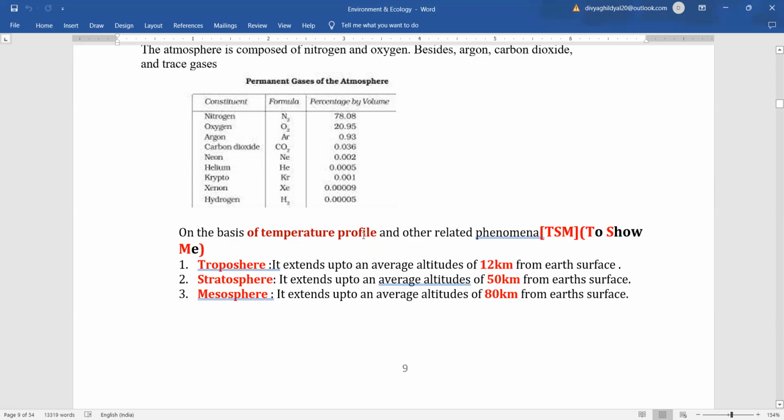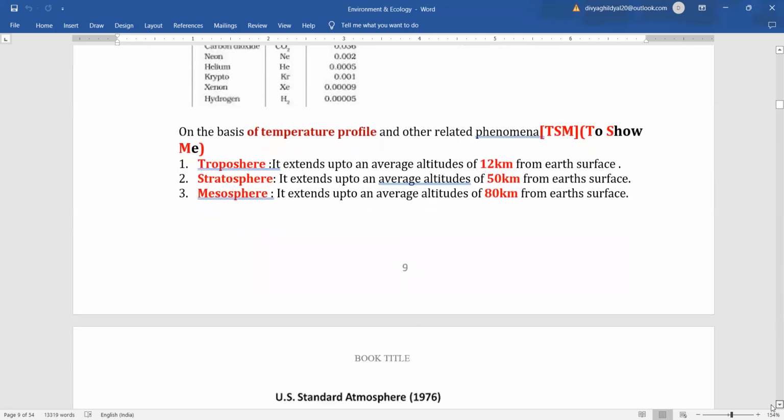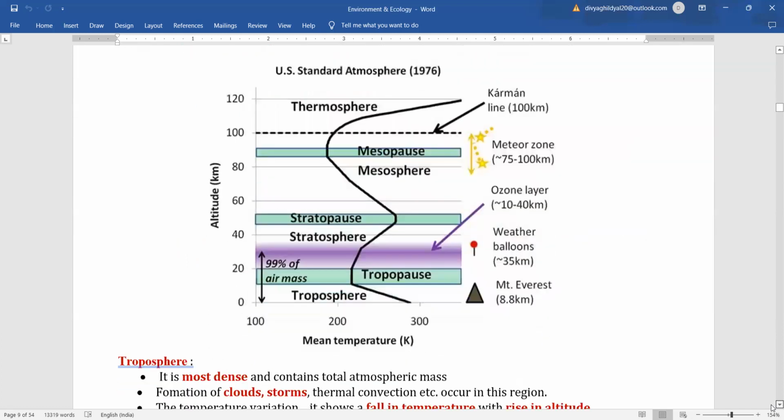A shortcut way to remember these three layers is troposphere, stratosphere, mesosphere. So TSM, just a shortcut way. Troposphere extends to approximately 12 kilometers from the Earth's surface, stratosphere another 50 kilometers, and mesosphere 80 kilometers. So TSM. Now look at this graph which you are supposed to draw in your Section C answer.